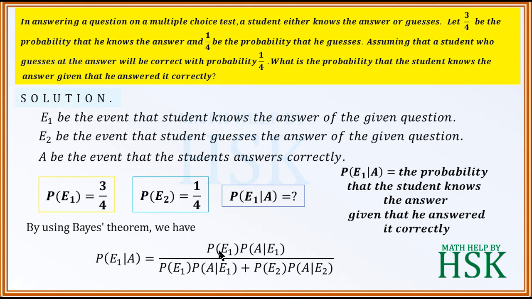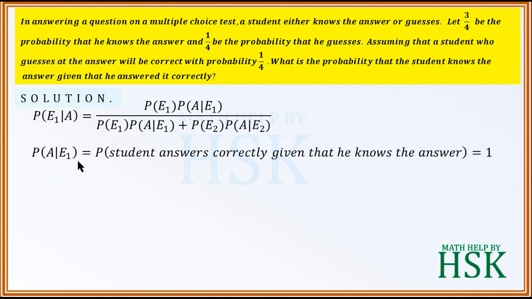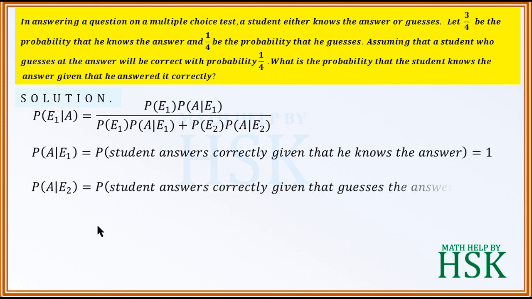Now we know the probability of E1, we know the probability of E2. We have to calculate the probability of A given E1 and the probability of A given E2. The probability of A given E1 is the probability that the student answers the question correctly given that he knows the answer. This probability would be equal to 1, because when a student knows the answer, it is 100% sure that he answers it correctly. And the probability of A given E2 is the probability that the student answers it correctly given that he guesses the answer. This would be equal to 1 by 4, because it is given to us that on guessing he answers the question correctly with probability 1 by 4.